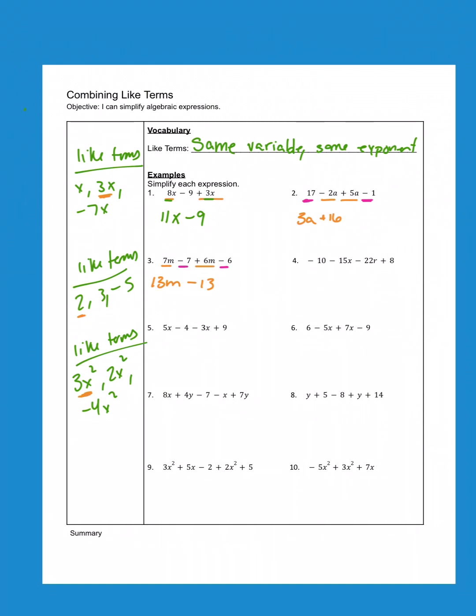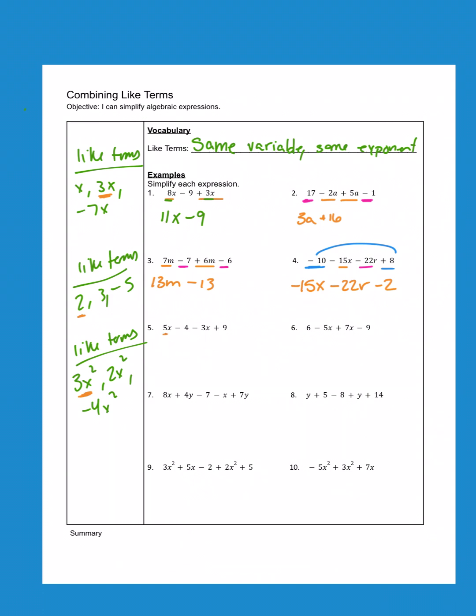Our next one, I have an x, but there's no other x. I have an r, but there's no other r. I do have two plain numbers, a negative 10 and a positive 8. So those are the only ones that actually can be added together. So that negative 15x won't change. The negative 22r won't change. But the negative 10 and the positive 8, those can be added together because they are like terms. And negative 10 and positive 8 makes negative 2 with our integer rules.